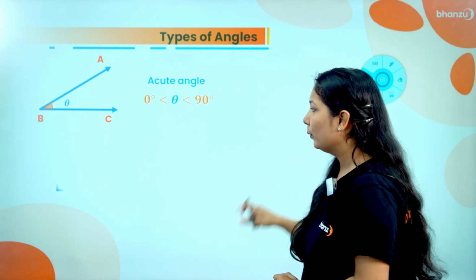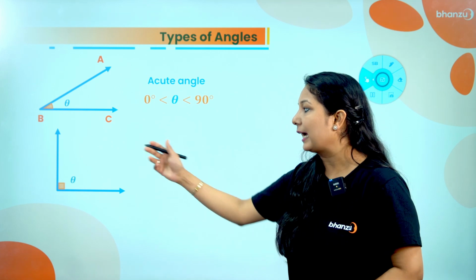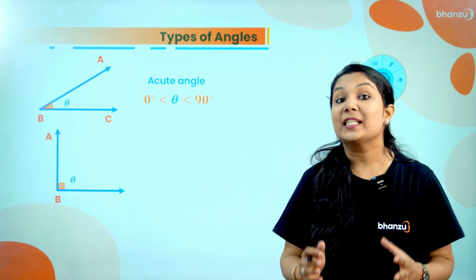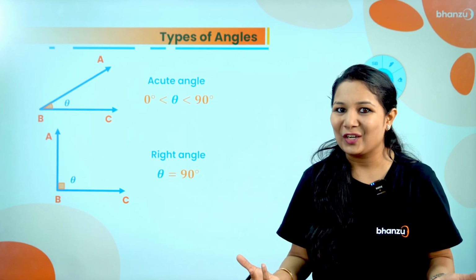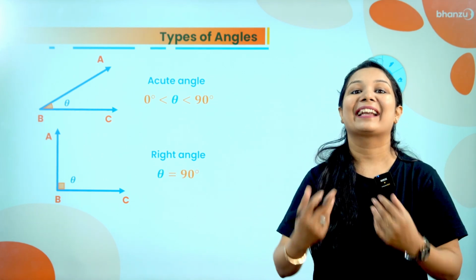Let's see the next one over here. Here we have an angle ABC once again, which has an exact measure of 90 degrees. So what is such an angle called? It is called a right angle.